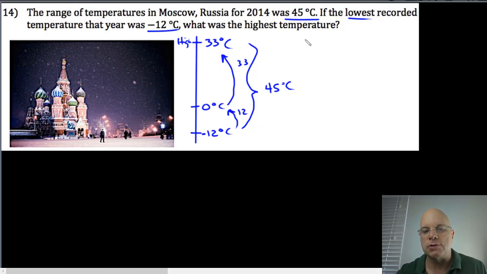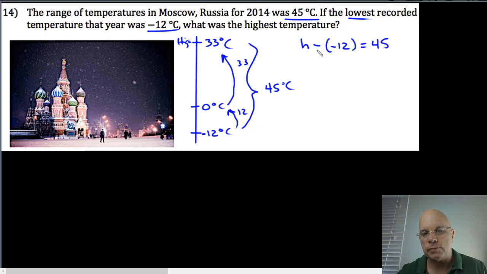Another way to look at it would be to write an algebraic equation. We know that the range is the highest minus the lowest. We don't know the highest, so we could just call that h. H minus the lowest temperature, which is -12. H minus -12 equals 45.